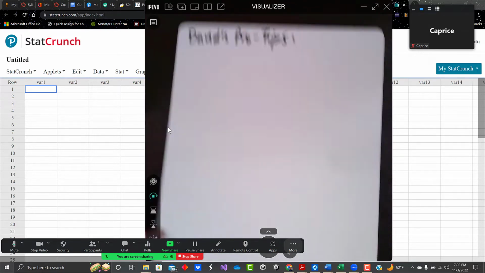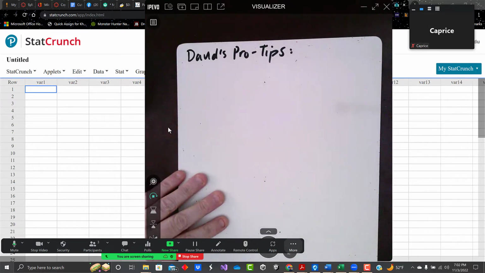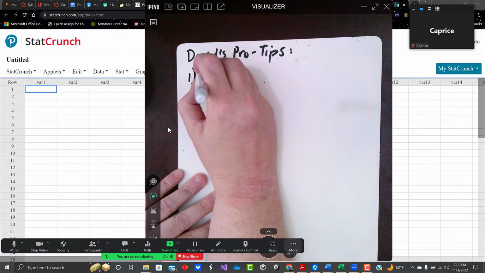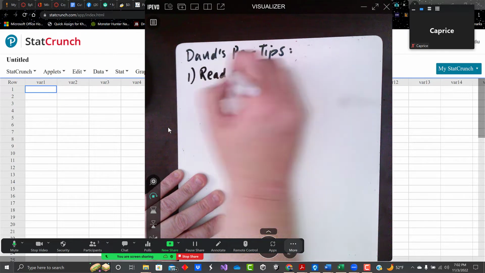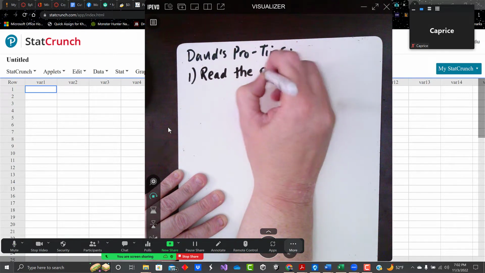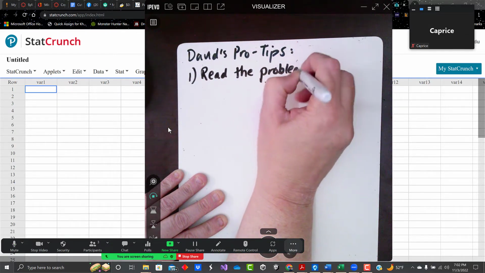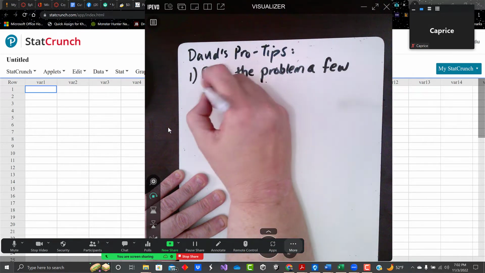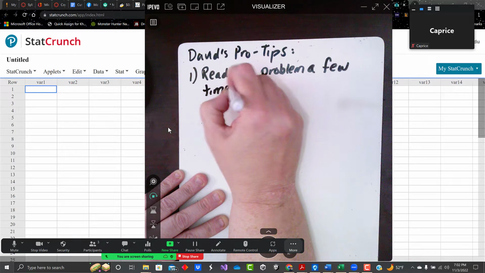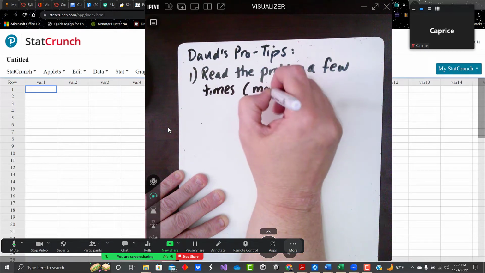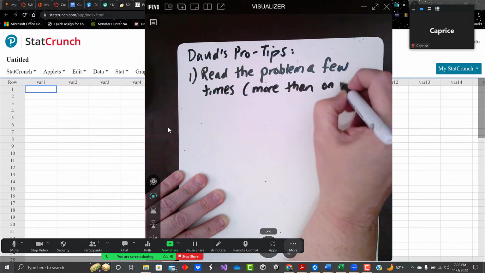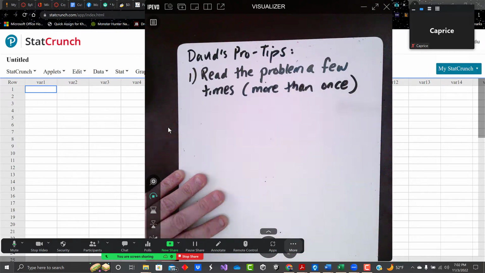The notes I have for pro tips, I wrote the wrong word. I know what I meant to write. Read the problem a few times, or at least more than once. Sometimes you skip words when you're reading it.